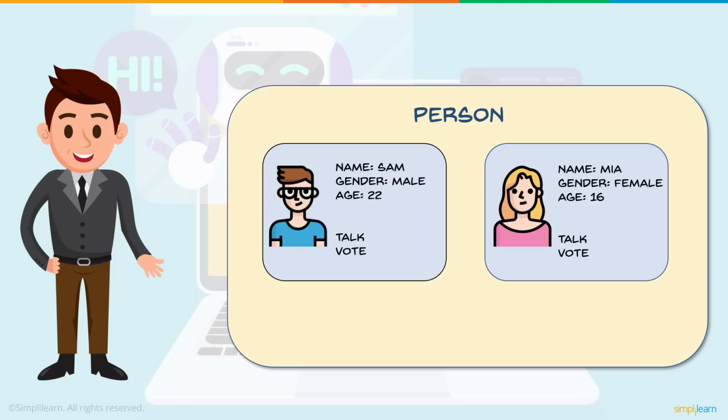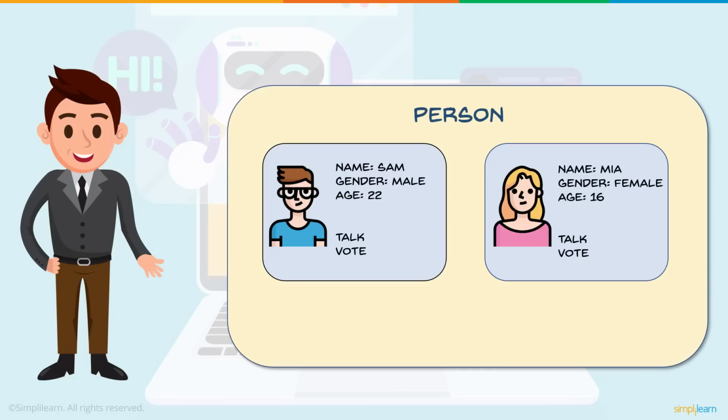To summarize, person is a class and the class defines the features name, gender and age. It defines the behaviors talk and vote. Then we defined two separate objects and gave values to the features in these objects. Now let's begin to code this example.